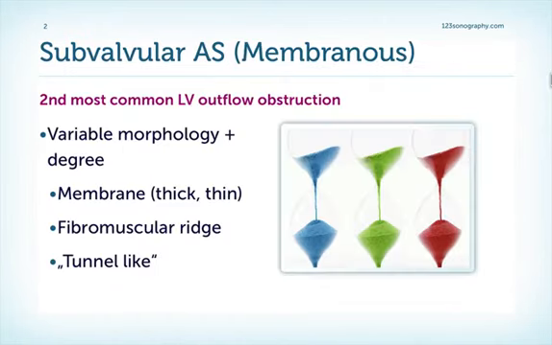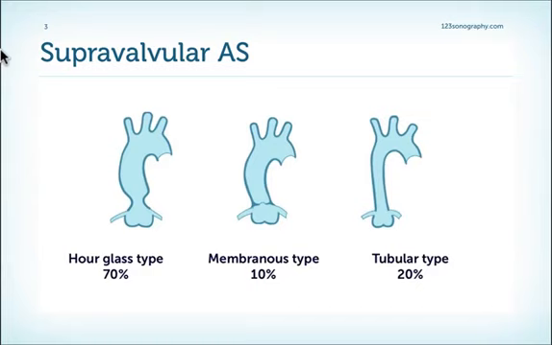Subvalvular aortic stenosis or membranous aortic stenosis is a congenital malformation. It is the second most common left ventricular outflow obstruction. The membranous form can present in variable morphology and degrees. The membrane itself can be quite thick or just very thin, or it can be just a fibromuscular ridge. Sometimes the stenosis can even be tunnel-like, with a longer segment affected.